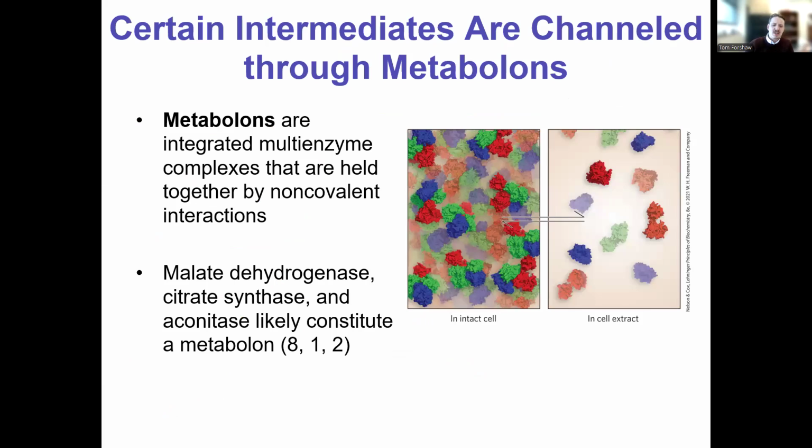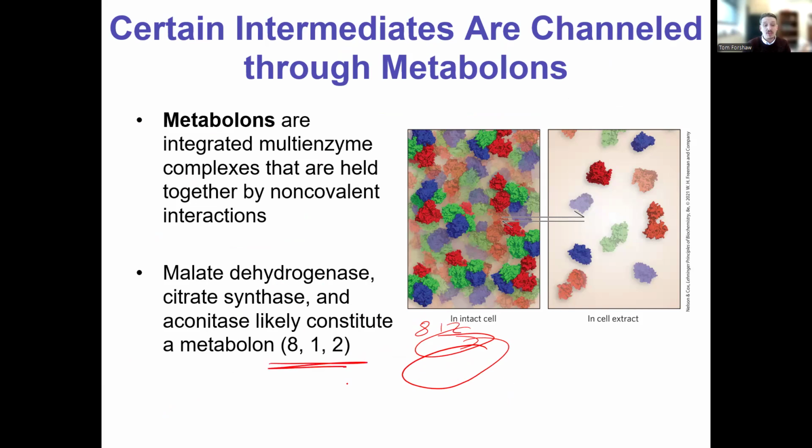It's important to note that a lot of these enzymes in the TCA cycle are proteins and protein complexes which are grouped together, such as complex 8, 1, and 2.